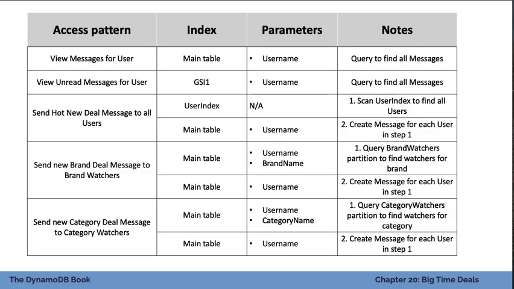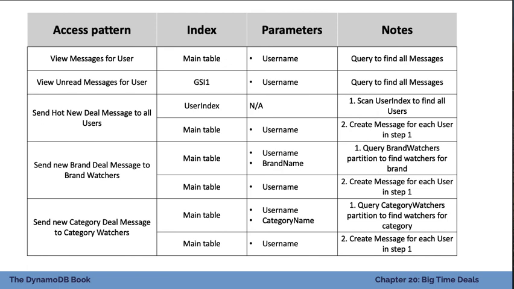Finally, the last set of access patterns we have are all around messaging, right? So we have the view messages for a user, view unread messages for a user. The only difference there is, are you hitting the main table or are you hitting the GSI1 that only has the unread messages in it? And then we have, hey, sending some messages to our users. How do we do that?